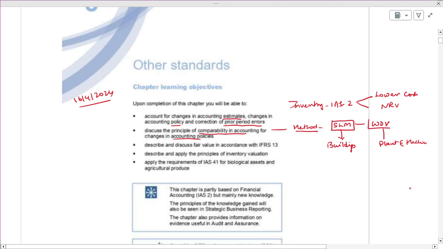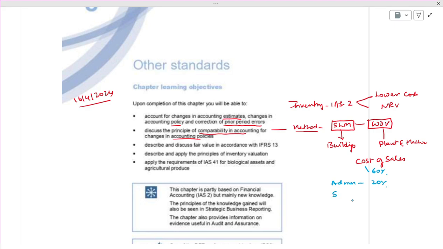Next, in some cases, what will happen? Most of the time, we will allocate depreciation to cost of sales, unless specified. In some cases, they will tell us cost of sales is 60%, administration is 20%, and distribution or selling will be 20%. If that is the case, we distribute the depreciation in this way. Why am I saying this? Whatever we are doing, it will be there in section C. Understand the point? It will be there in section C.